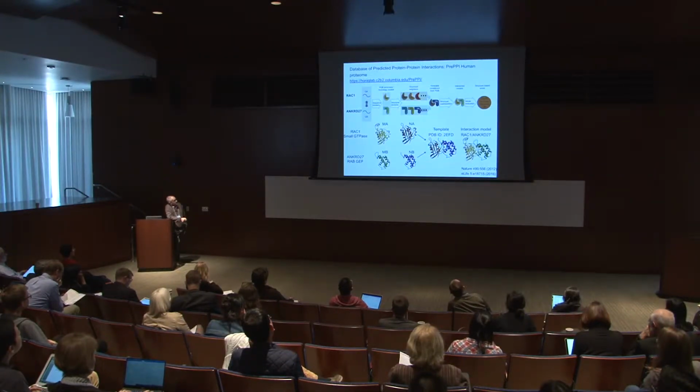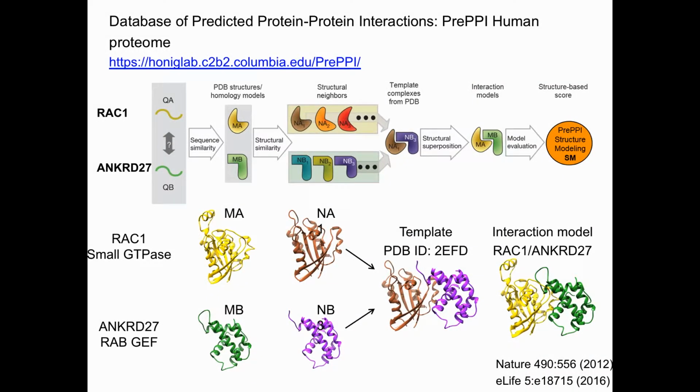We superimpose our unknown proteins on the known proteins, and we get a model of a complex which we then score with a certain likelihood that it's going to form a complex. I'm not going to be talking about the details. I just want to give you a sense of what it is we do.